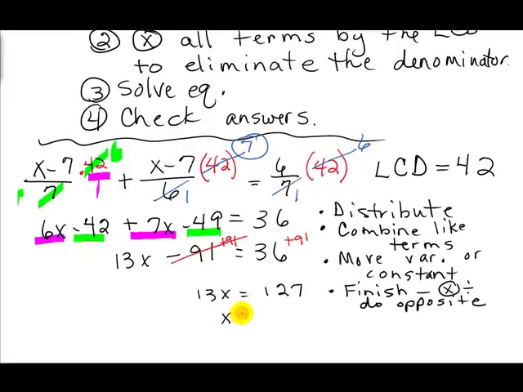And so x equals 127 over 13, and then we want to see, will this divide out evenly to a whole number? If not, we will leave it as a fraction. So break out your calculator and let's try that. So it looks like this is the answer.